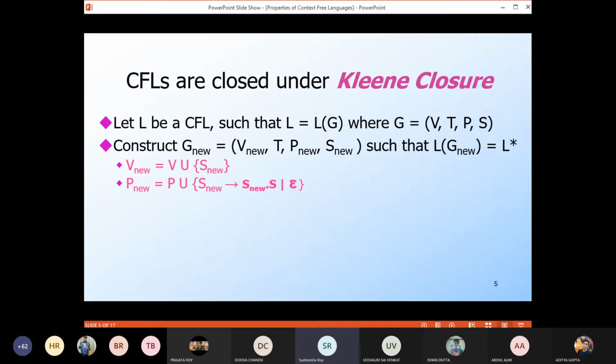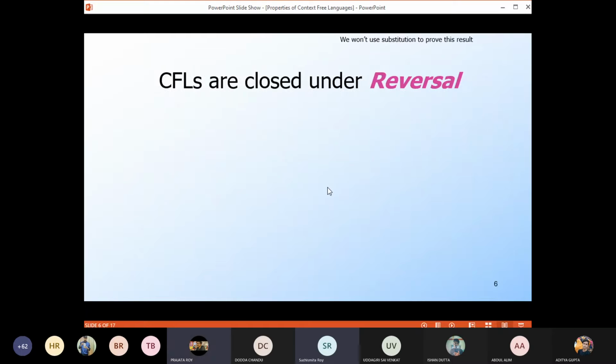Then reversal. Reversal actually we have already done. Where have we done reversal of grammars, the reversal operation? Where have we seen this? Left linear. Yes, absolutely.